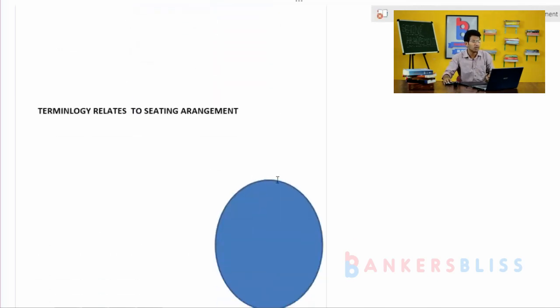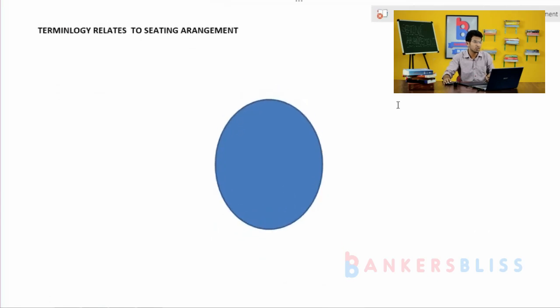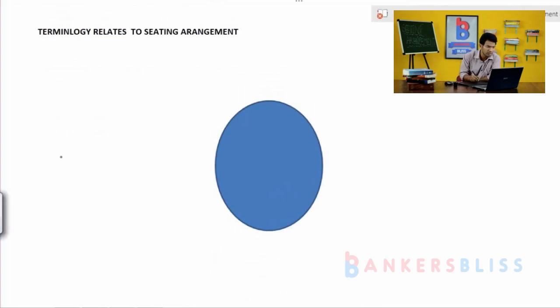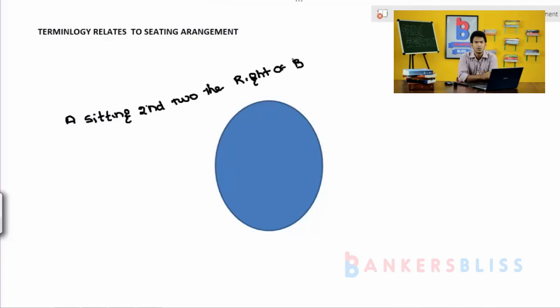Next, we move on to the terminologies related to the sitting arrangement. What do you mean by the terminology? It relates to the sitting arrangement. Let's go one by one. First, I am going with: the person A is sitting second to the right of B. What do you mean by that? The person sitting second to the right of B.